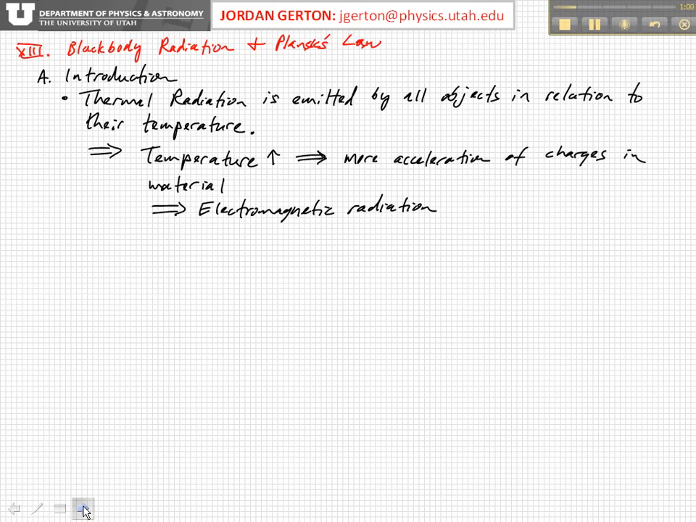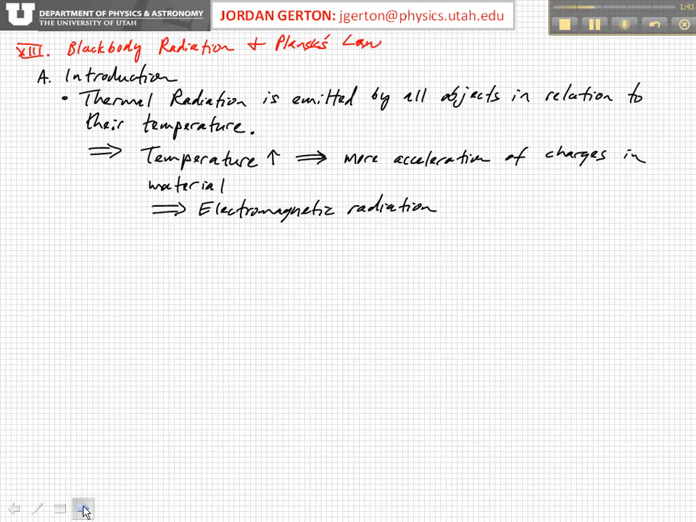thermal vibrations of the atoms that constitute the material, and in particular the charges, the electrons, the protons, which constitute the material. And so whenever we have accelerating charges, that leads to electromagnetic radiation. So if the temperature goes up, then you would expect more acceleration of charges, and so you'd expect somehow this radiation to change. We would expect maybe the power would increase, the amount of radiation would increase.